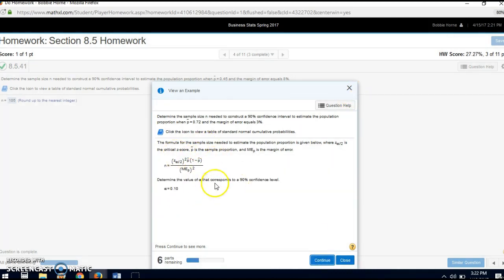I think for most students, it's the formulas that are hard to read. But once you figure out that most of this information is given, I think the hardest part is getting used to figuring out the Z-score.